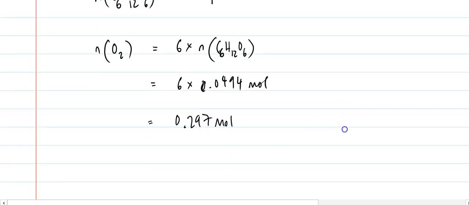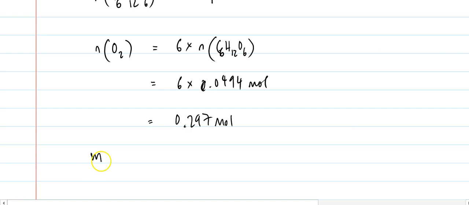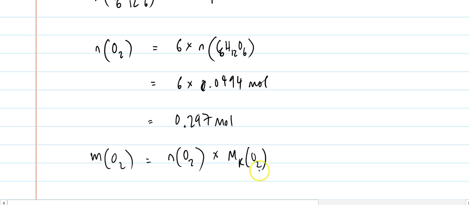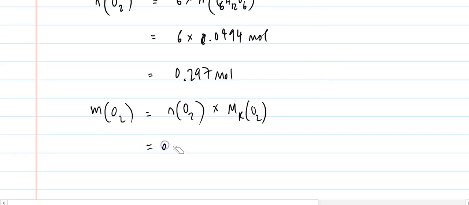And now we need to do the last step. They want us to find the mass of oxygen. So mass is number of moles of oxygen multiplied by oxygen's molar mass, which is 32. So 0.297 times 32 grams per mole. Note how I'm writing all the units out.